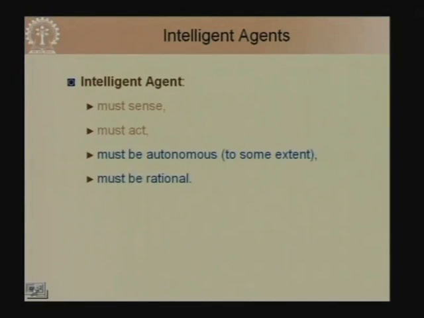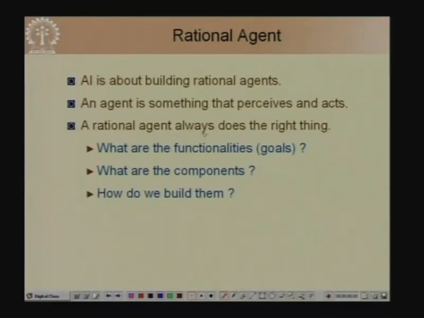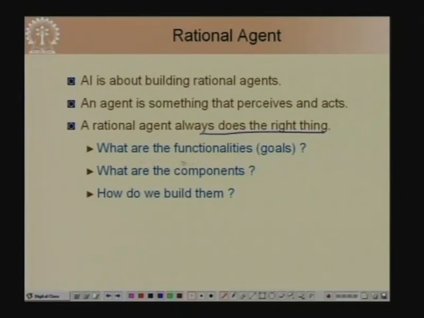And also, intelligent agents must be rational. In artificial intelligence, in this course, we will talk about building rational agents, and we will talk about different aspects that a rational agent has and look at these subfields. Now, what is a rational agent? A rational agent is an agent which always does the right thing. Now, what is the right thing? In order to understand that, we must understand what are the functionalities or the goals of the agent, what are the components of the agent, and we must look at how we should build these agents.